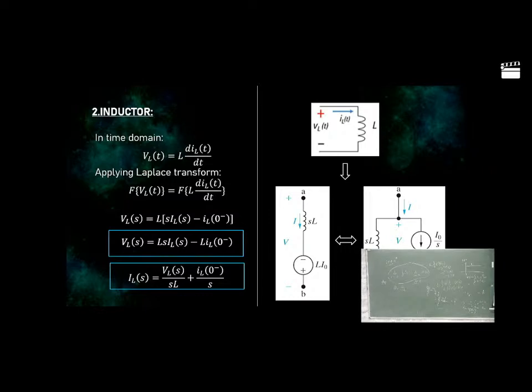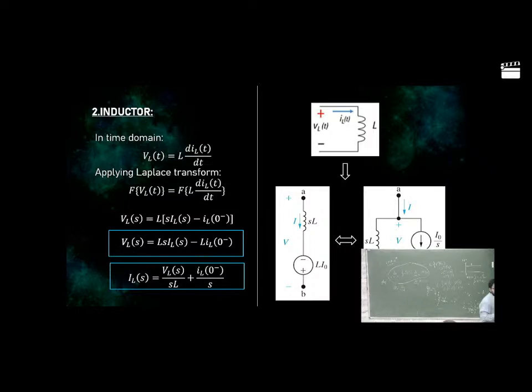Conversion in the Laplace domain of an inductor. Zero minus is basically the initial current which is flowing through the inductor, because whenever you take the Laplace of a derivative, as I explained just now. Zero minus is because we are assuming that we are switching at the instant t equal to 0.